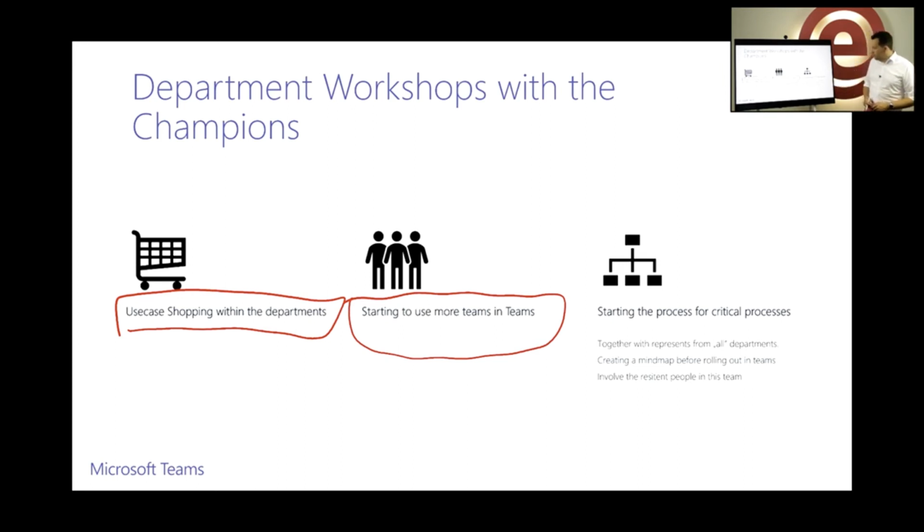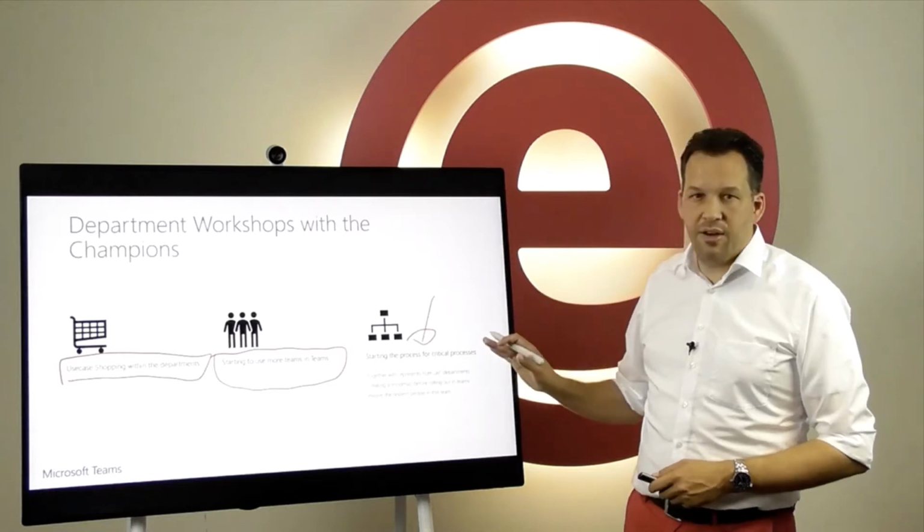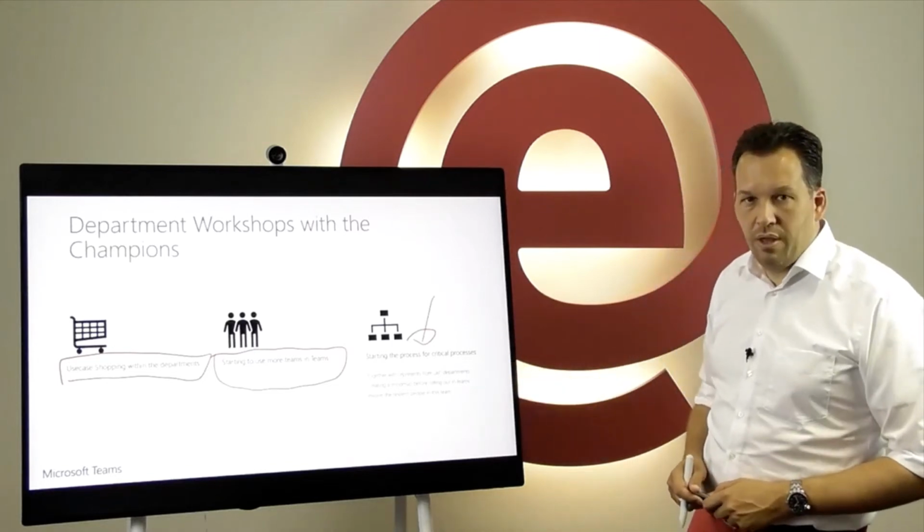And the next thing is the business critical processes, which in smaller companies we always address from start to end. When everybody is fine with using Teams, we can talk about starting business critical processes, where we come together with representatives from all departments, and then we create a new mind map on how this process could be in Teams. But this is really at the end of everything we're doing.